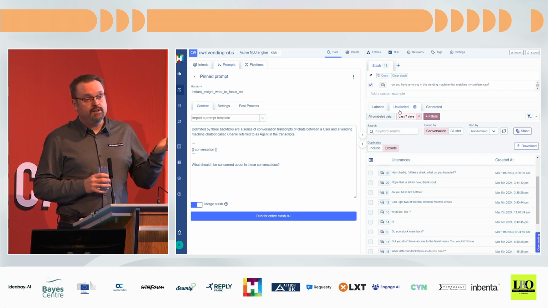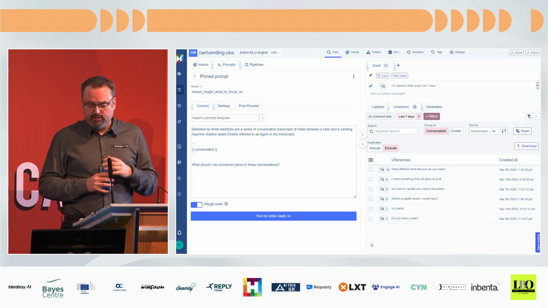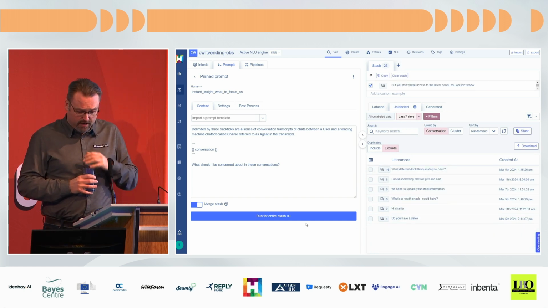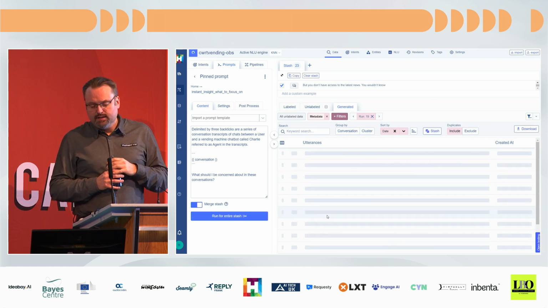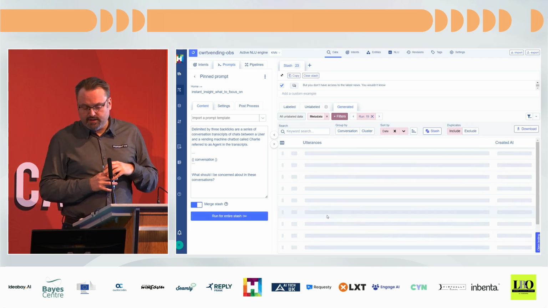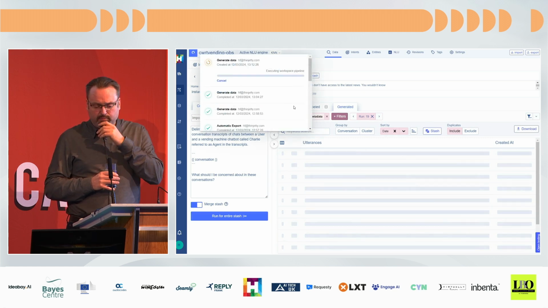So across the conversations that people have been having over the last 7 days, let's grab a selection. I'll grab 10 and then another 10 here, and let's run that prompt against them. So now we're executing that prompt. You can see it spinning up in the top left-hand corner there.